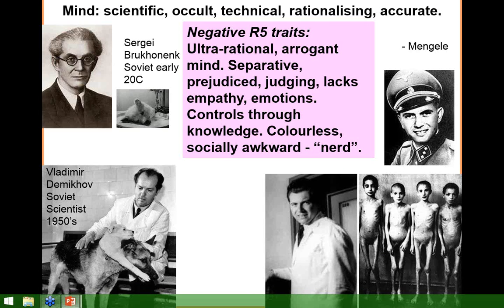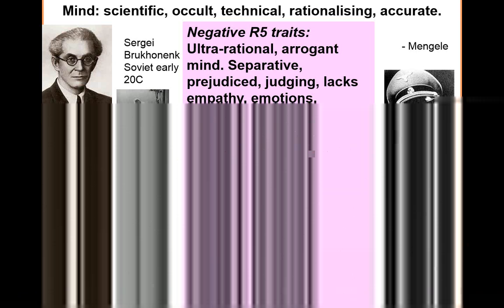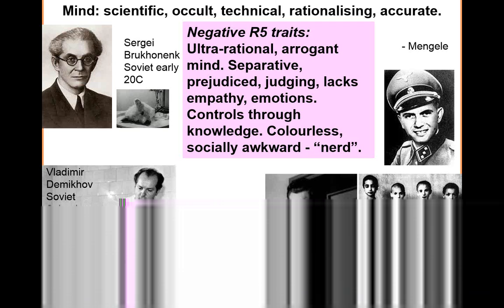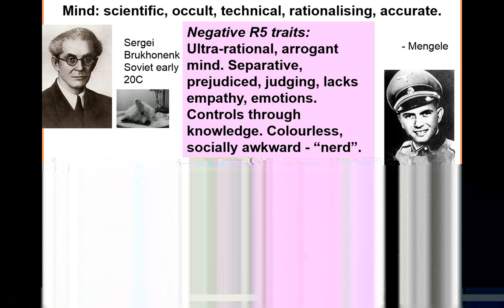And so we see negative fifth ray traits, if you'll read those with me. Ultra-rational, arrogant mind, separative, prejudiced, judging, lack empathy, lack emotions, control through knowledge, colourless, socially awkward nerd. And so this man, Mengele, did these terrible things, and he just did them. Well, one can only wonder why he did them. I've looked at his astrology chart, and yes, I think he has Aquarius very strong, and Aquarius can be very detached from their feelings in their negative side. And so he had that very strong.